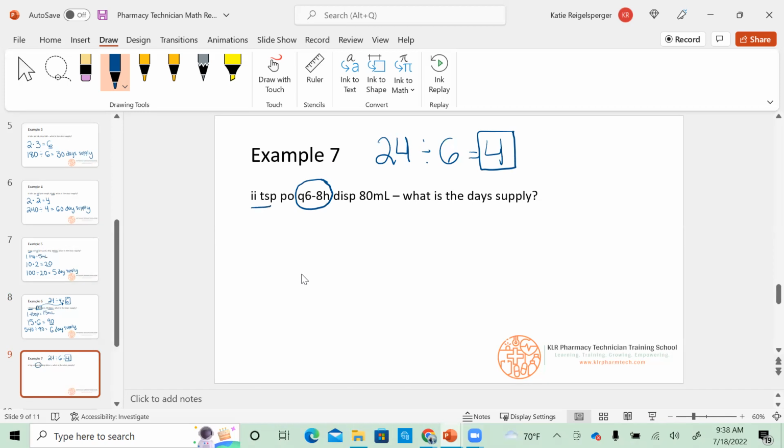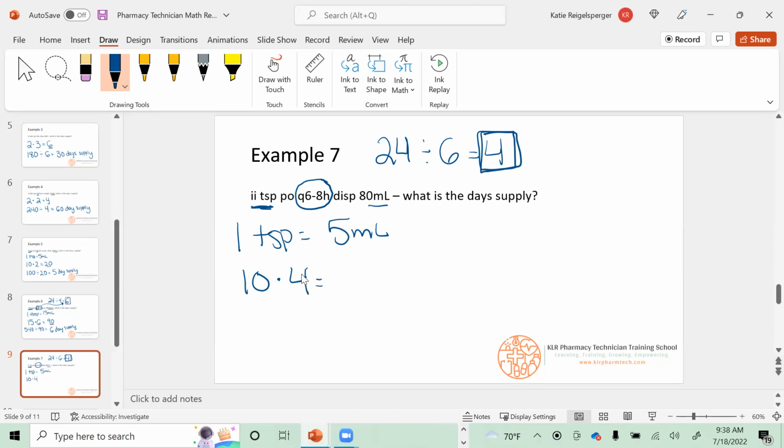Again, we look at teaspoons and milliliters, knowing that we need to convert. We know that 1 teaspoon equals 5 milliliters. Here we have 2 teaspoons. 2 teaspoons is the same thing as 10 milliliters. The patient takes 10 milliliters every time. They do that 4 times a day. 10 times 4 equals 40.